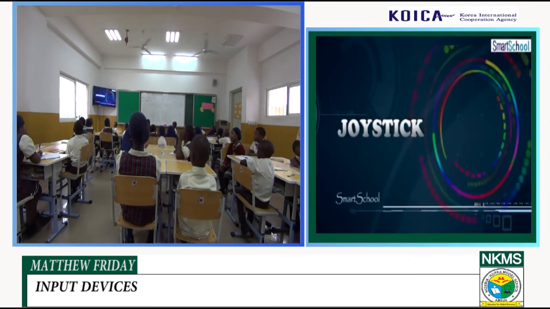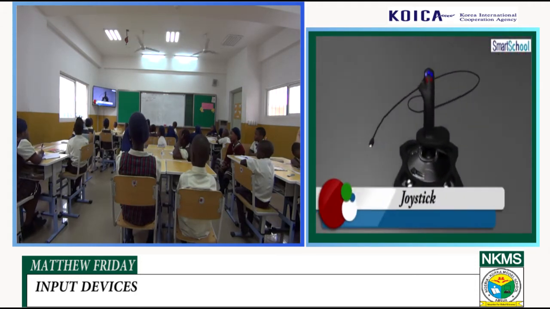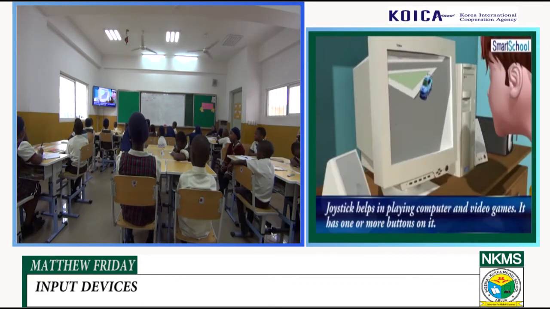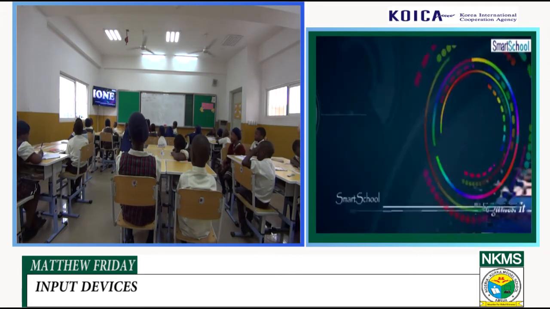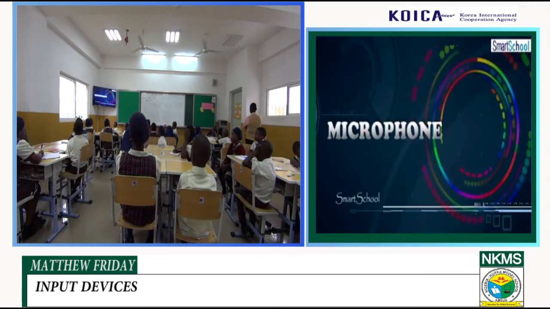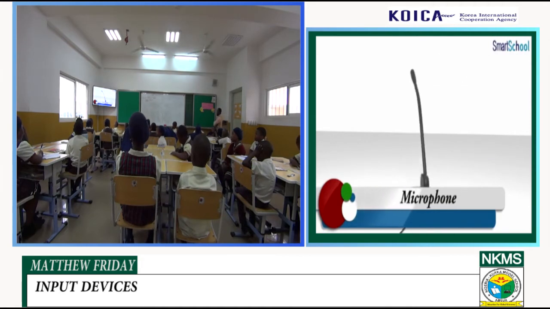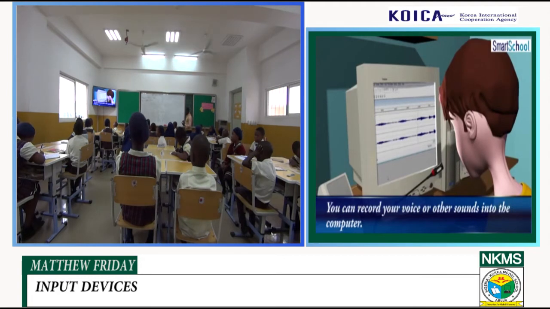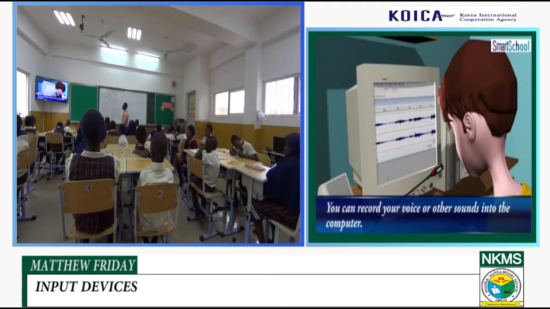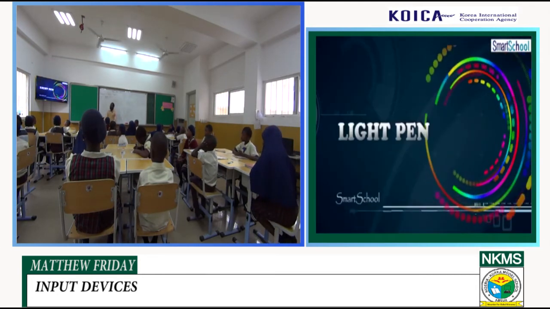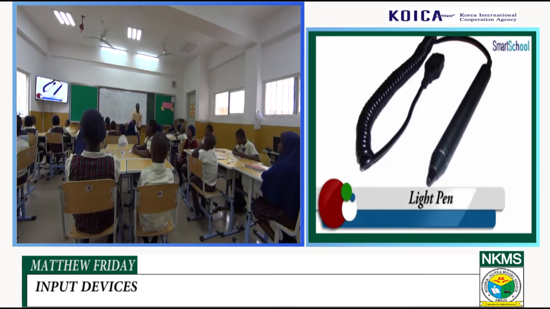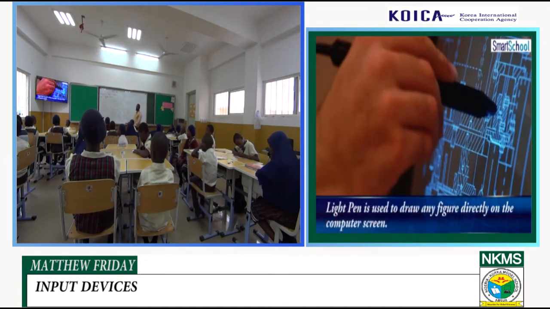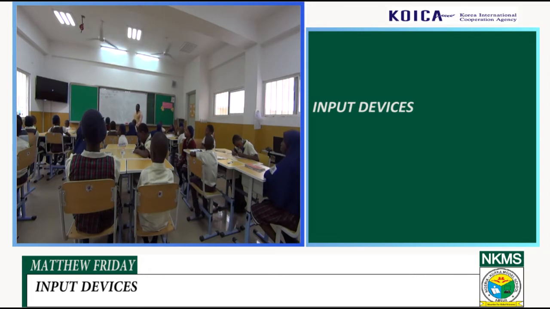Joystick. A joystick is an input device which helps in playing computer and video games. It has one or more buttons on it. Microphone. When you speak over a microphone, you can record your voice or other sounds into the computer. Light pen. A light pen is an input device which is similar to a mouse. It is used to draw any figure directly on the computer screen.